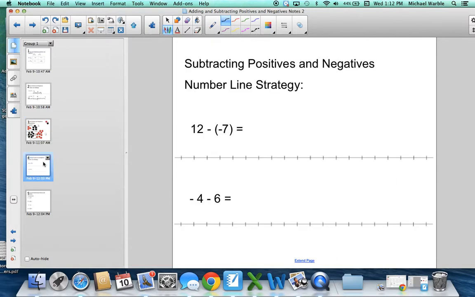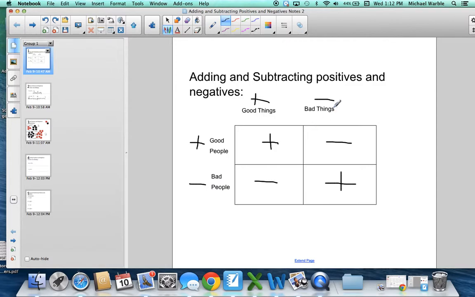Subtracting positives and negatives using a number line, pretty much the same concept, but we just have to be very conscious of where we're going. I have 12 minus -7. I'm going to look right back here. I have a minus negative. That means I know I'm going to add.